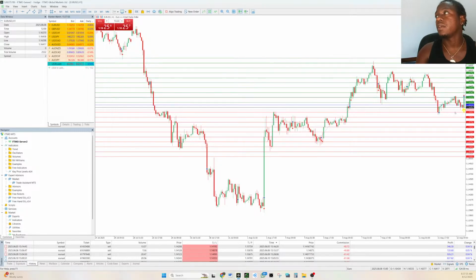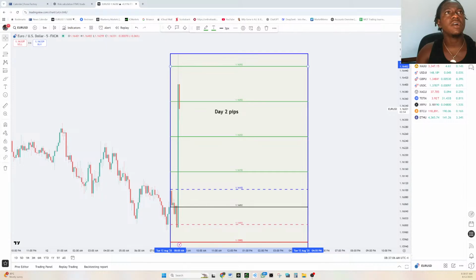FTMO is hilarious. Oh yeah, we didn't even get into a trade because of the spreads. Yeah, so it wasn't even in. All right, I see what happened. Don't need to see that anymore. We're good. What the fuck? Close. All right, cool.